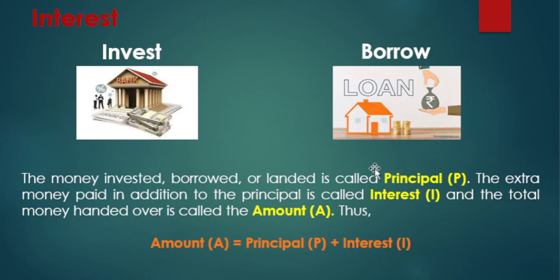So we can say that the money invested, borrowed, or lent is called the principal, and it is denoted by P. The extra money paid in addition to the principal is called interest, and it is represented by I. And the total money handed over is called the amount, and it is represented by capital A. So we can say that the total amount is equal to principal plus interest.